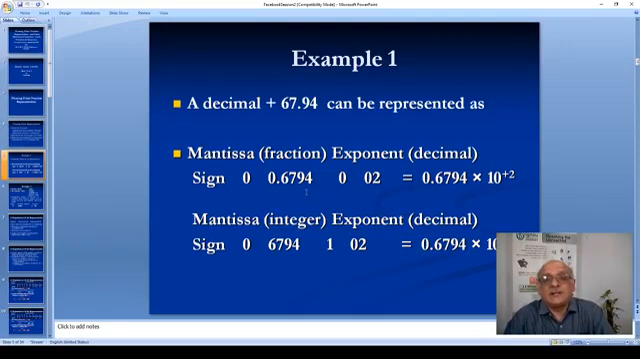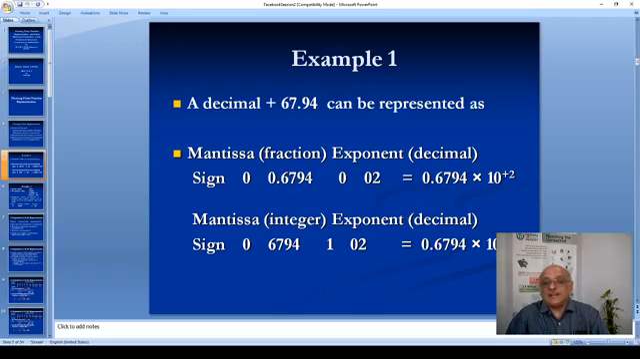Let's look at this with the help of an example. Suppose there is a decimal number 67.94. Now we want to represent it in mantissa and exponent form. Easily, I can represent the mantissa as a fraction and the exponent as a decimal. Now this has to be a fraction. So how will this fraction look? The fraction will look like 0.6794, and that is what is represented over here.